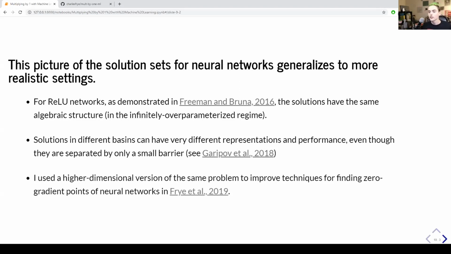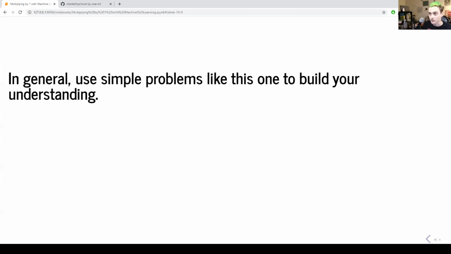And then I also used a high dimensional version of this same problem to improve techniques for finding zero gradient points of neural networks. So finding all the places where the gradient is zero, they're called critical points of the loss. And it's something that's really useful for understanding optimization. I used this multiplying by one example and its higher dimensional analogs to understand the problem of finding critical points better and to develop better solutions.